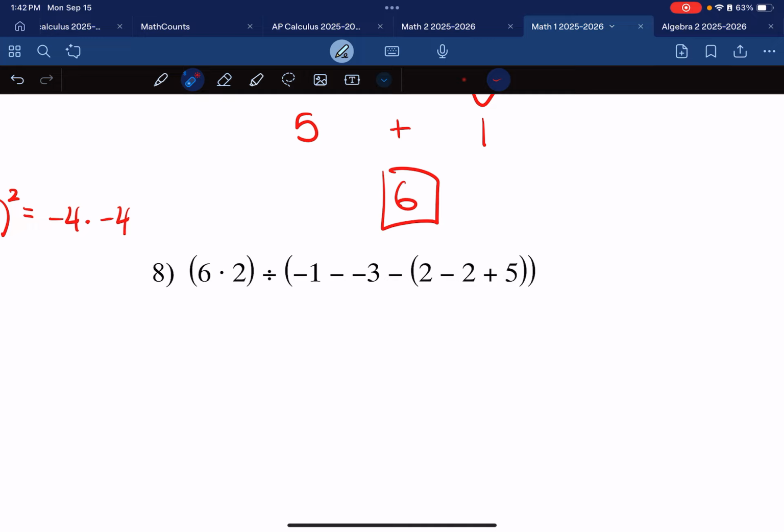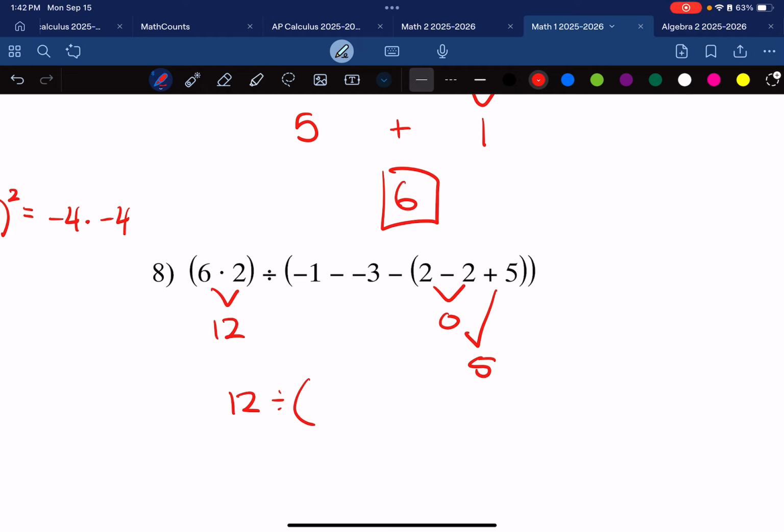Again, I see inside the parentheses. I'm really going to start right here. Everything is adding and subtracting, therefore I can just move from left to right. 2 minus 2 is 0, and 0 plus 5 is 5. And I can also do 6 times 2 at the same time. 6 times 2 is 12, and then I can say it's 12 divided by, in parentheses, negative 1. Ooh, I see a double negative. Whenever you have a double negative, that's really adding. So it's going to be plus 3 minus whatever answer I get right here, and that answer was 5, so I'm just going to write the 5 right now.